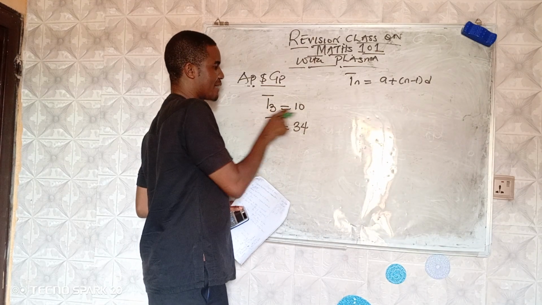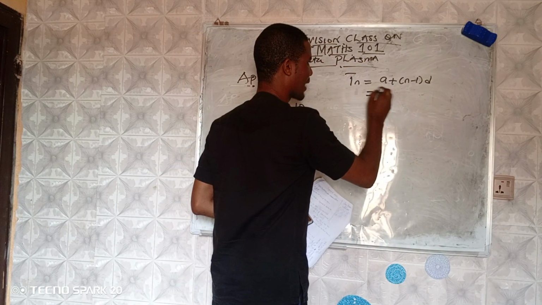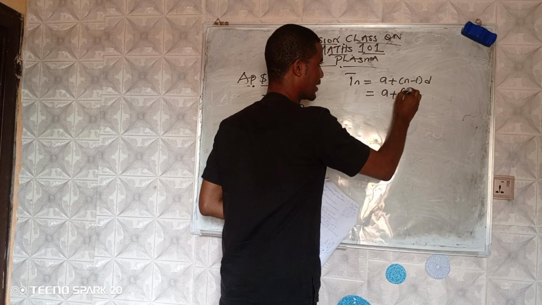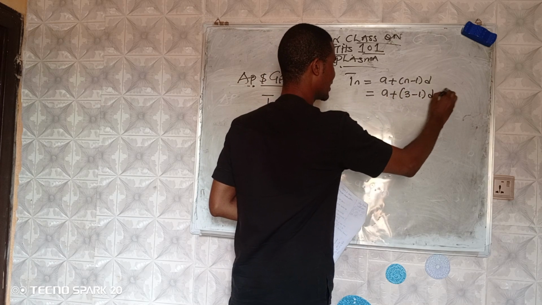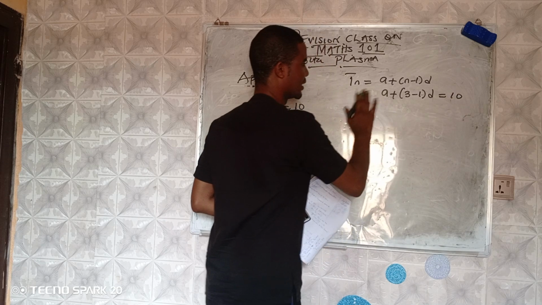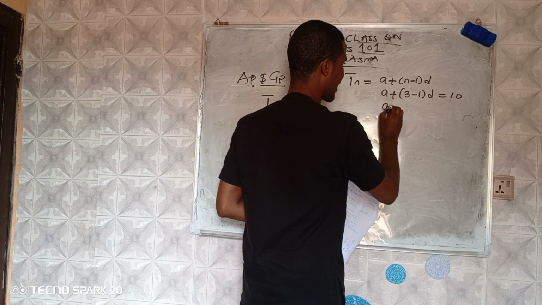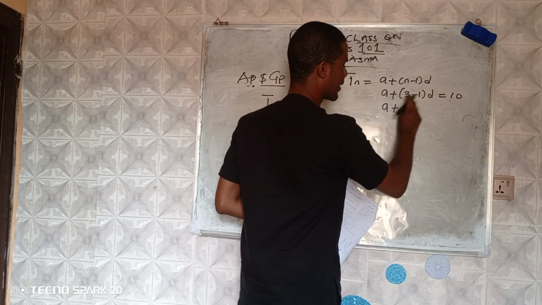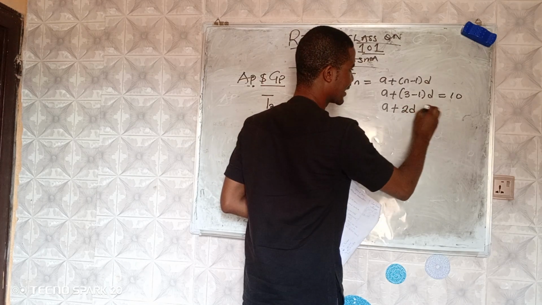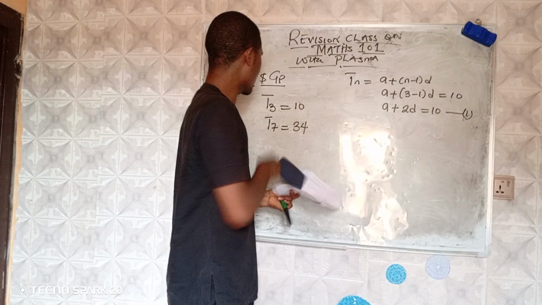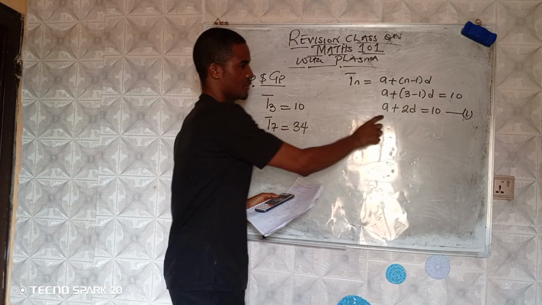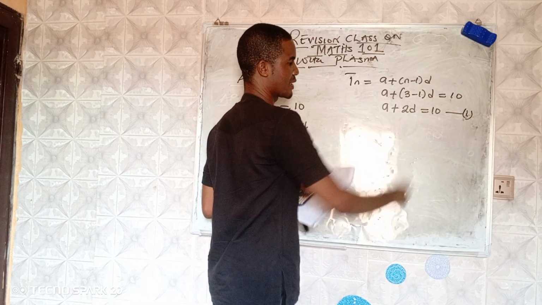So if you say the third term is 10, it means I'm going to have A plus (3 minus 1)D is equal to 10. So this becomes A plus 2D is equal to 10. This is the first equation. When they say the third term of an AP is 10, it means A plus 2D is equal to 10.